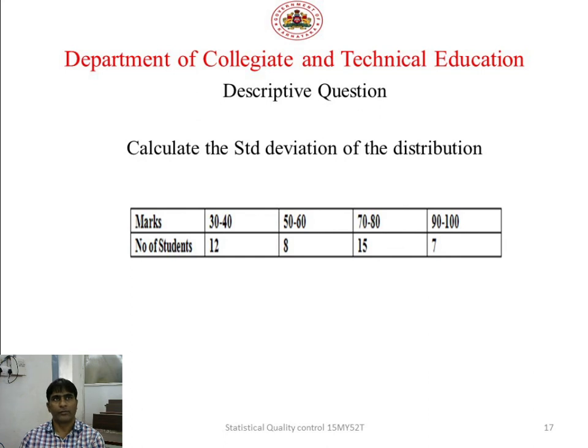One descriptive question here: calculate the standard deviation of the distribution. I have given the marks and the number of students. Marks 30 to 40, 50 to 60, 70 to 80, 90 to 100. The number of students who scored are 12, 8, 15, 7. So we should calculate the standard deviation for this distribution.